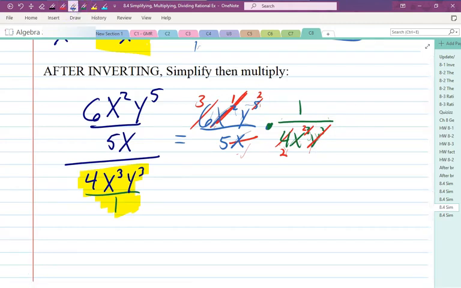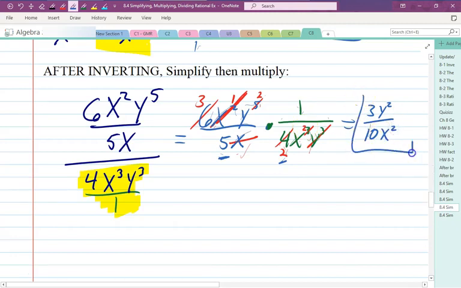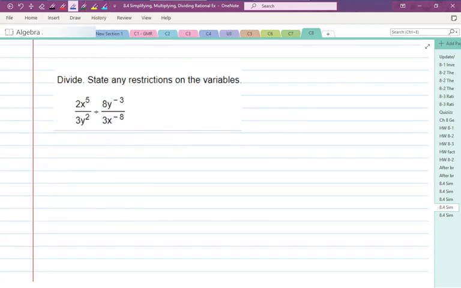Now I can simply multiply straight through. I have a 3 on top, and I have a y squared, and I have a 1. So 3 times 1 is simply 3, and that gives me 3y squared on top. On the bottom, I have a 5 and a 2 gives me 10, and I have an x squared left over in the bottom. Always double check to see if you can cancel or reduce any more. We can't, so we can move on. Now, I chose this problem specifically because of those negative exponents.